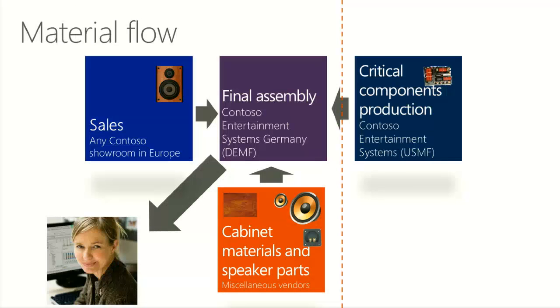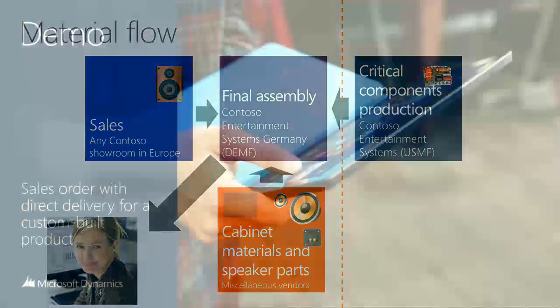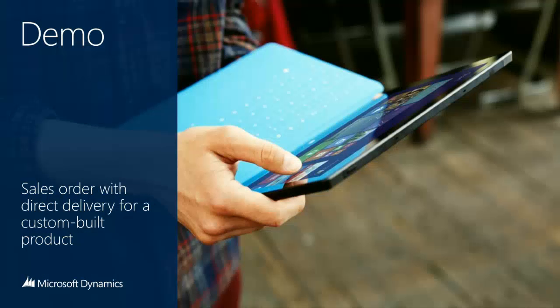So this kind of divider basically means the first part of it, the final assembly and the cabinets, is all done to order. It's done to a specific customer-specific configuration, whereas the critical components production is going to be done to forecast. So with that, we're going to open a demo with the order taking, and Sverre is going to show us the order taking and the configuration.